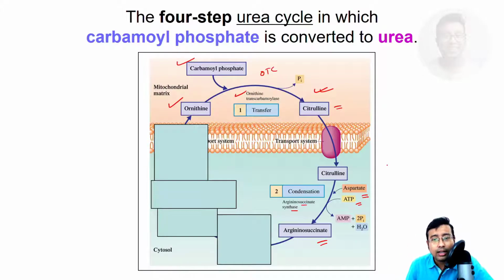However, you should see that in this reaction not only one but two high energy phosphate bonds are actually used up. So ATP is not getting converted to ADP, it is getting converted to AMP and two inorganic phosphates. And the high energy phosphate bond is being utilized in this condensation reaction. So the second step is the argininosuccinate synthetase step, where citrulline is converted to argininosuccinate.